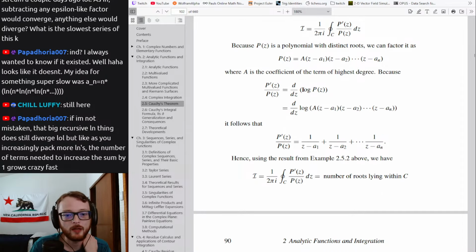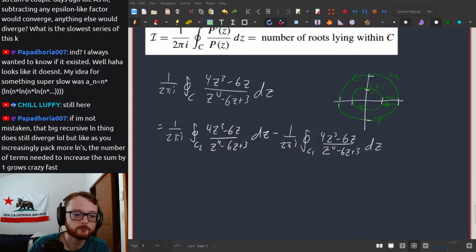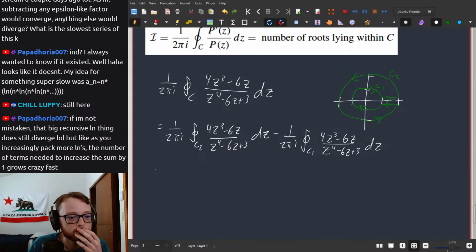So I think the trick for this is that it's ln of p. Yeah. Oh, no absolute value. We're in complex land.